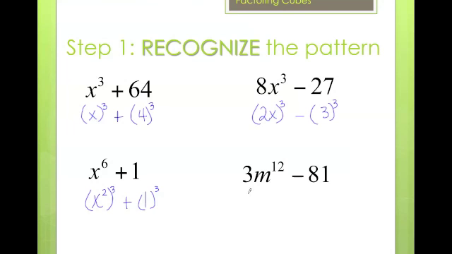Okay, this one, notice this one, first of all, I have to think about a greatest common factor. So this one has a greatest common factor of 3, so I'm going to factor that out first. And then I can write this as the difference of cubes.